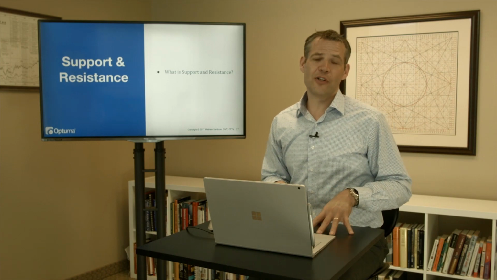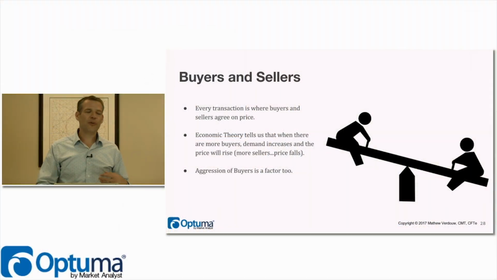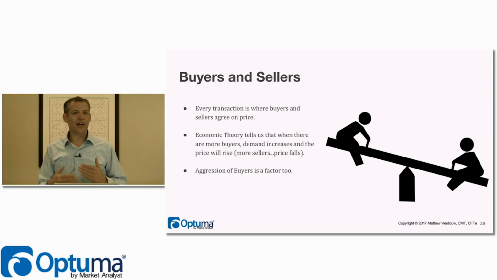So already today I've talked a number of times about support and resistance, so let's dig in a little more about that. In its purest sense, support and resistance is really looking at places where buyers and sellers continually agree on price. Again, economic theory tells us that every price in the market is just where buyers and sellers agree that a security should be valued. So that's what we're looking for: that balance. Aggression is a factor as well. Sometimes there can be a lot of aggression on the buying side or the selling side, and that can push markets quite rapidly as well.